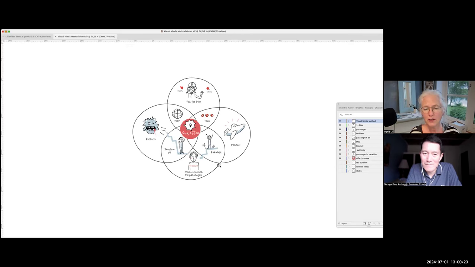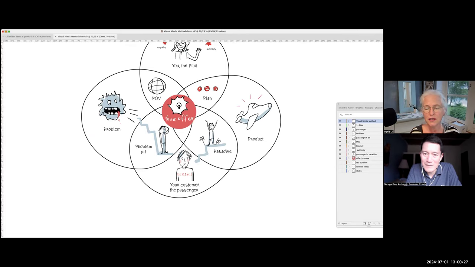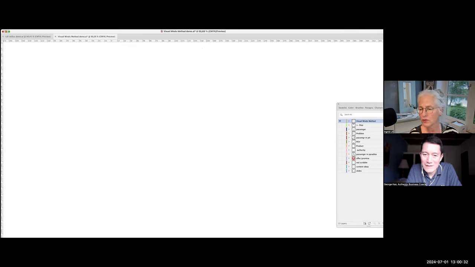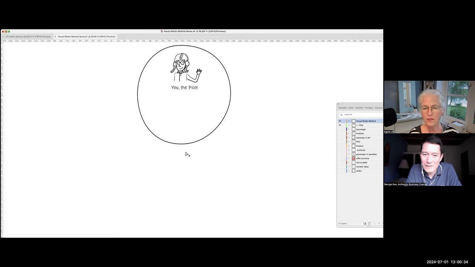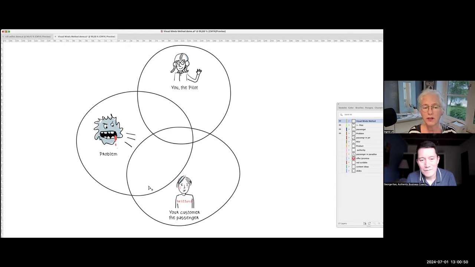So I have also arranged all the elements here. This is my visual minds model, and I can walk you through that. Sure. So this is again the pilot, and then your customer is the passenger of the journey. It's not a client yet. It's just a friendly human being. But if there's a problem, then maybe you can help them.